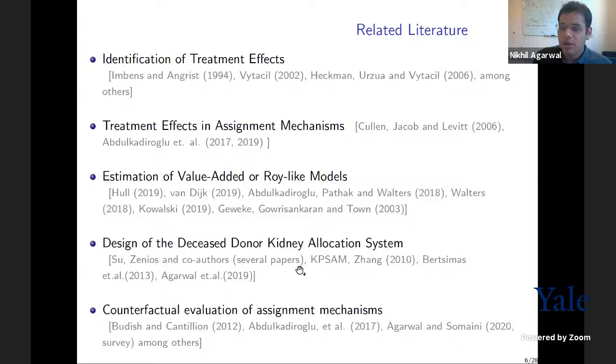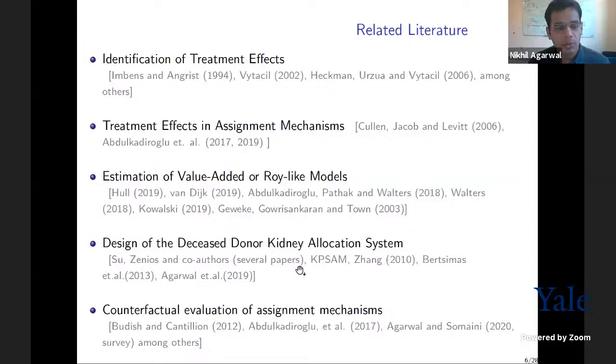So we're going to draw on a number of different literatures. We're going to rely very heavily on the literature on estimating treatment effects. This literature is interested in finding as-good-as-experimental conditions in the real world and using that to estimate the effects on outcomes, even though we do not run a randomized control trial.